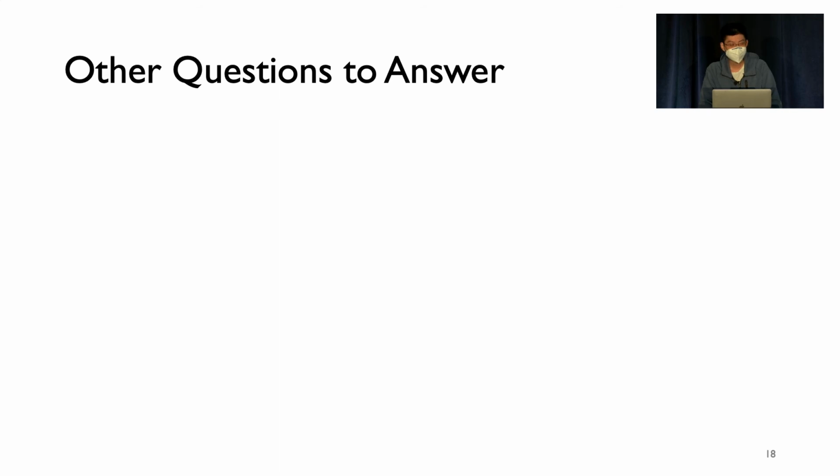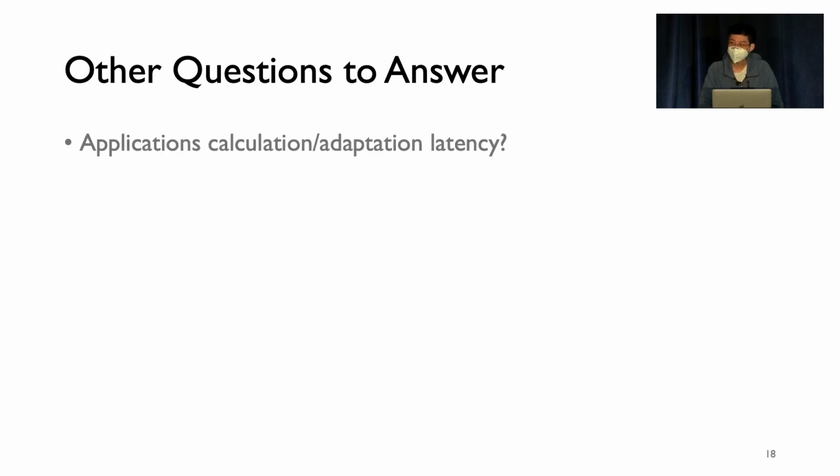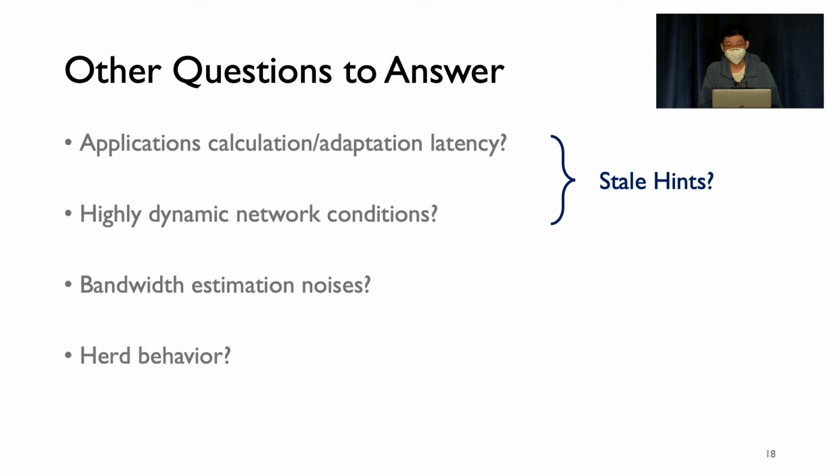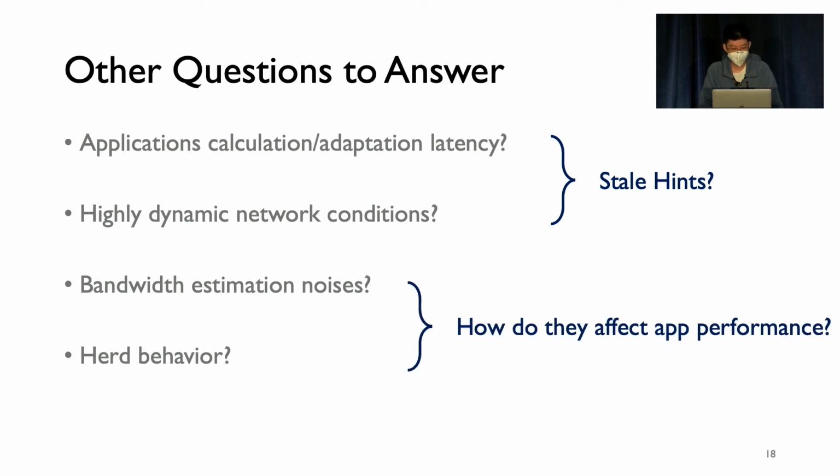There were also several other things to consider in the loop. For example, applications can take extra time to calculate new transfer schedules. A network can be highly dynamic, so the hint can be stale in some cases. How to mitigate the impact of the stale hints? Further, there could be potential bandwidth estimation errors. And some applications can potentially make conflicting scheduling decisions and cause herd behavior. How do they affect application performance? We also encourage you to check our paper to find these answers.